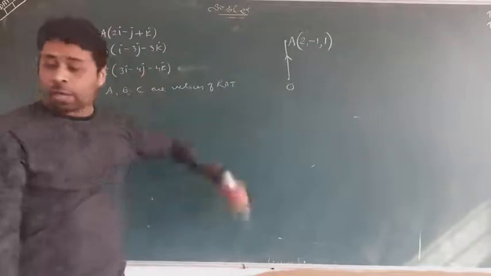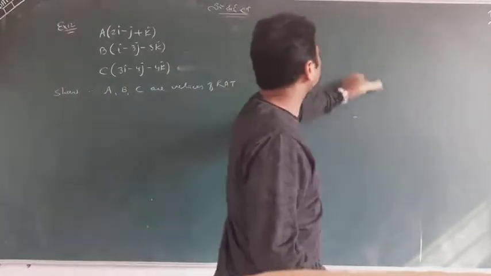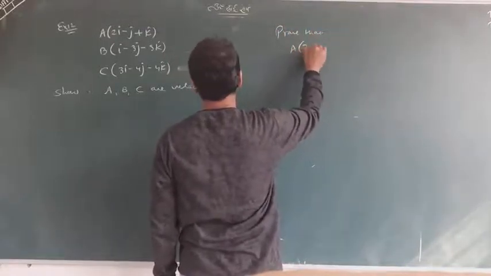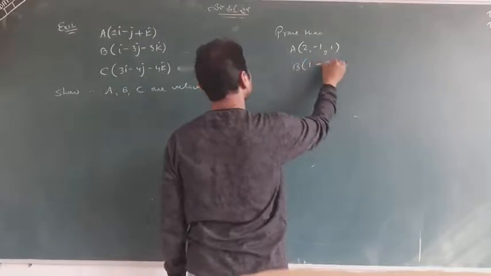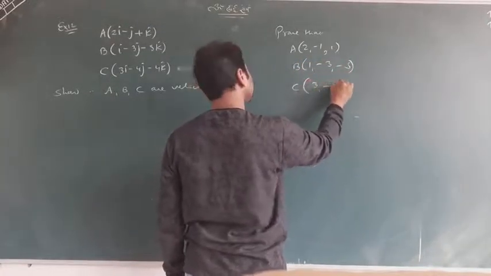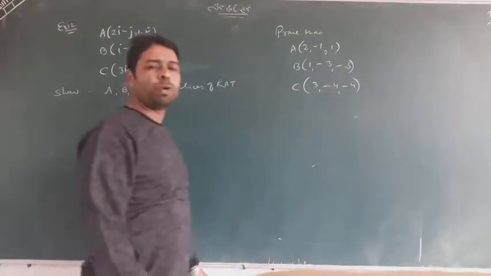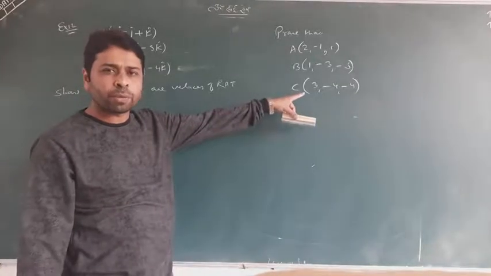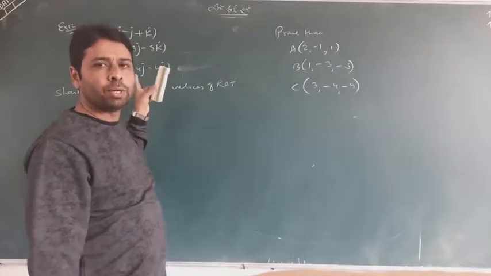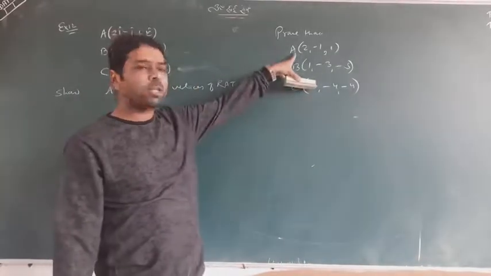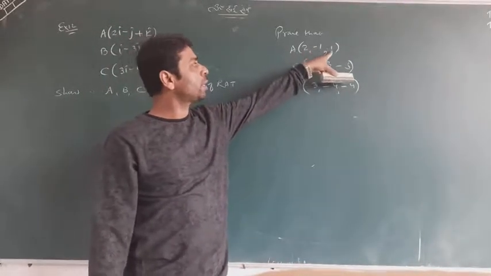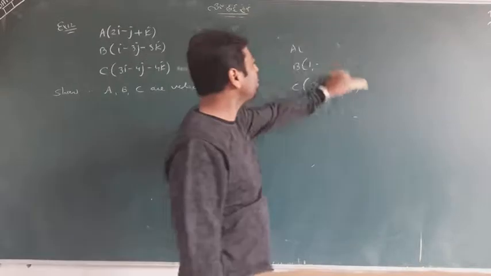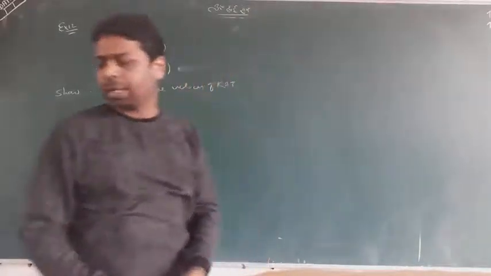About B, students, I want to say one more thing. This question can come like that: prove that or show that A, B and C are vertices of a right angle triangle. What is the difference between these two questions? This one was given in geometric form, and this is given in vector form. But both are the same. If I find the position vector of A, I will write 2i minus j plus k. What is the position vector of B? 1i minus 3j minus 5k, which is the same. So I am thinking that you are getting it because it is so simple.